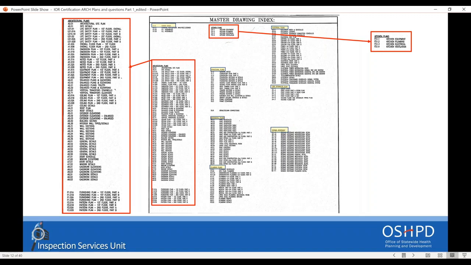So for whatever plan question there is during the exam, always remember to go to the index of the drawings, because that is the first way for you to find the path to the answer.